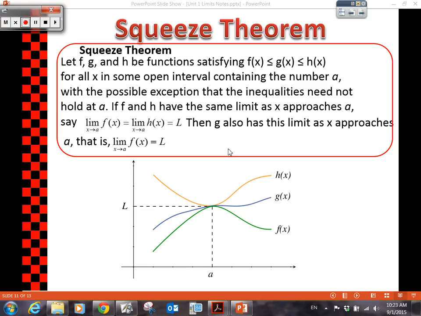Okay guys, let's take a look at our lesson for today. This is on the squeeze theorem. I really prefer squeeze theorem.